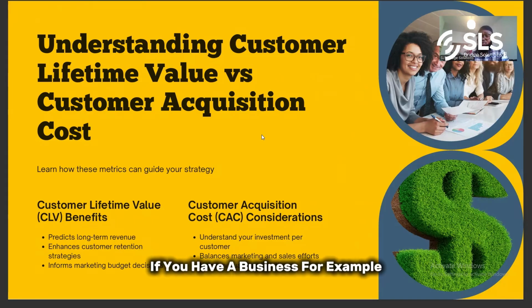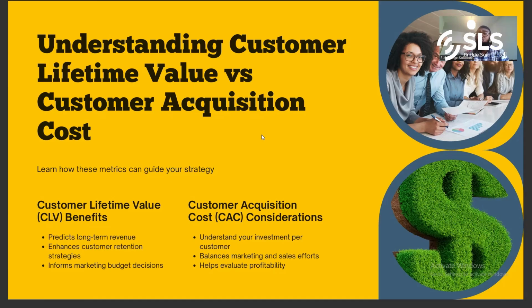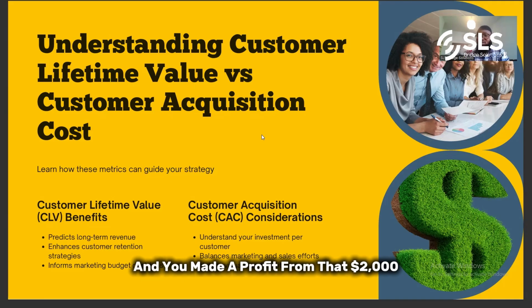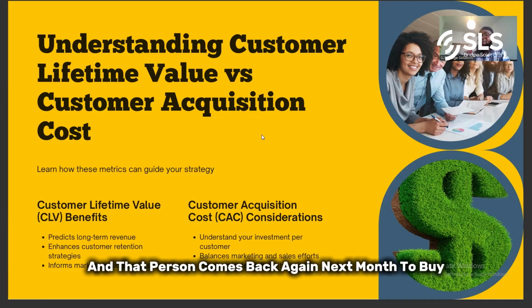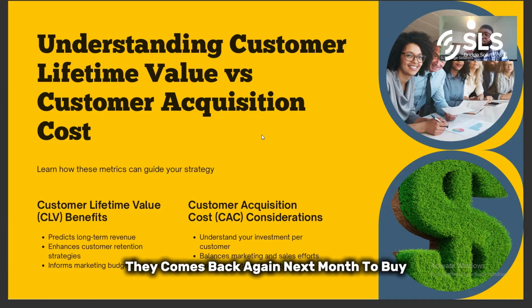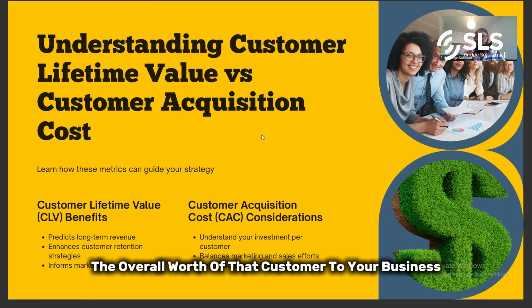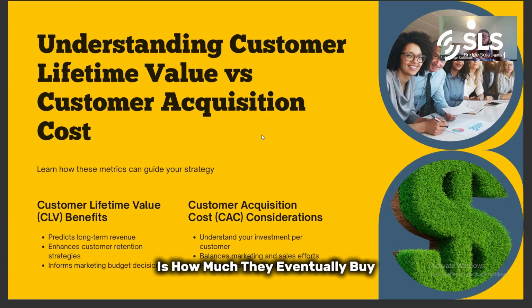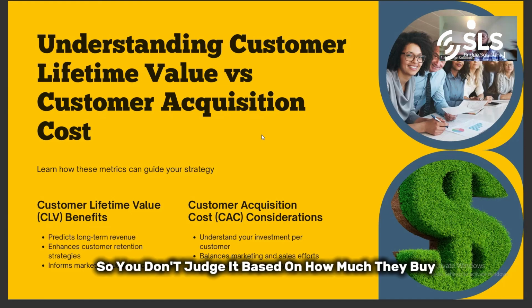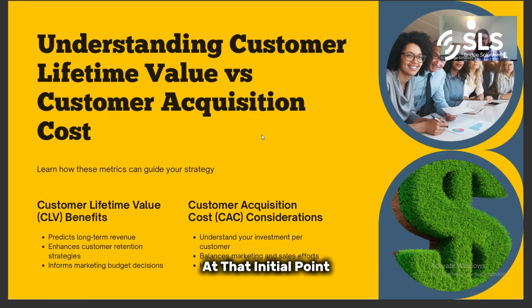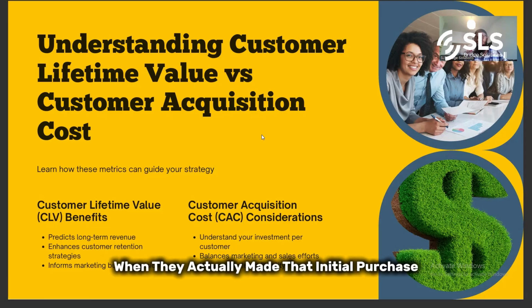If you have a business, for example, and you run a marketing campaign, and in that marketing campaign you realize that you spent about $1,000 in advertising, and that person buys a product of $2,000, and you made a profit from that $2,000. Your net profit is about $500, and that person comes back again next month to buy, because now they know about your business. They come back again after 3, 4, 5 months. That means the overall worth of that customer to your business is how much they eventually buy over that period of time. So you don't judge it based on how much they buy at that initial point, that first point of contact when they actually made that initial purchase.